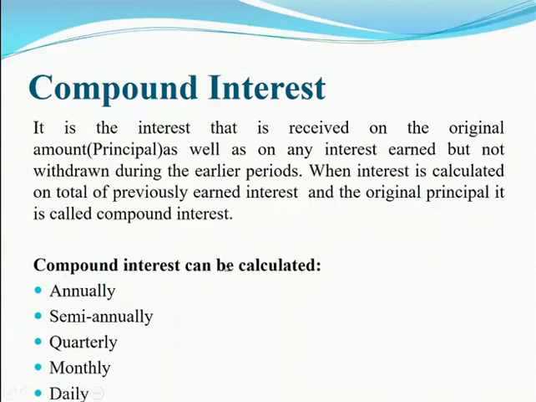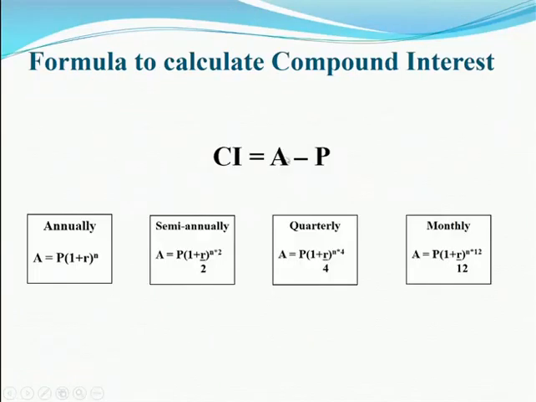Compound interest can either be calculated annually, semi-annually, quarterly, monthly and daily. Let us see what is the formula to calculate compound interest. It is nothing but A minus P, where A stands for the future amount and P stands for the original principal amount. So when you are subtracting the principal amount from the future amount, the difference is nothing but the compound interest that is earned.